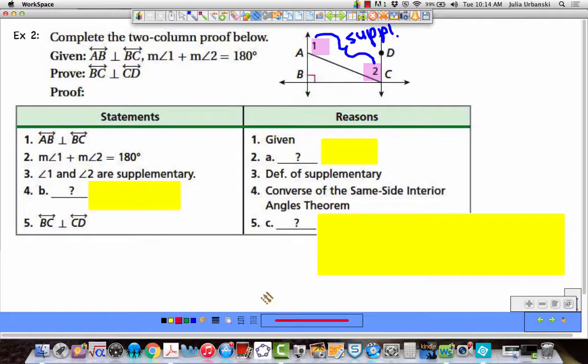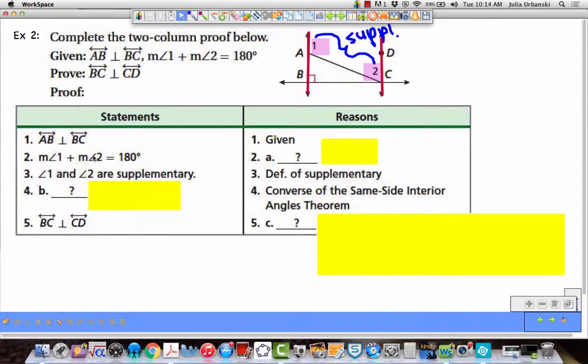You're going to have some like this on your test. I'm going to tell you two angles that have a relationship. What can you say about the lines? If angle 1 and angle 2 are same side supplementary, which two lines have to be parallel? AB goes through the 1. BC goes through the 2. Okay, good. That's what you're coming out with.